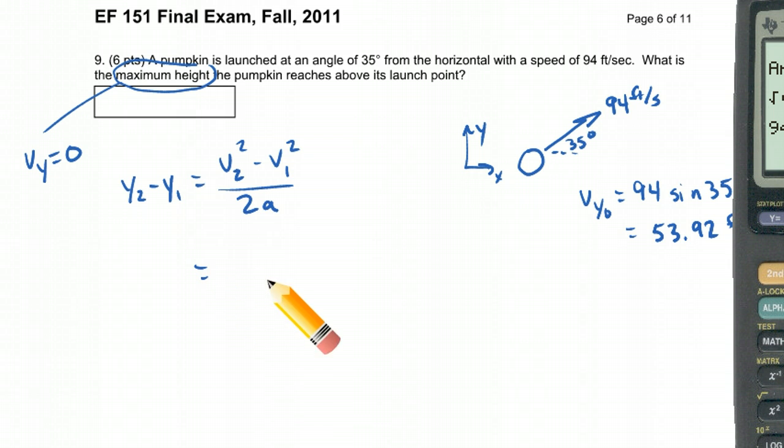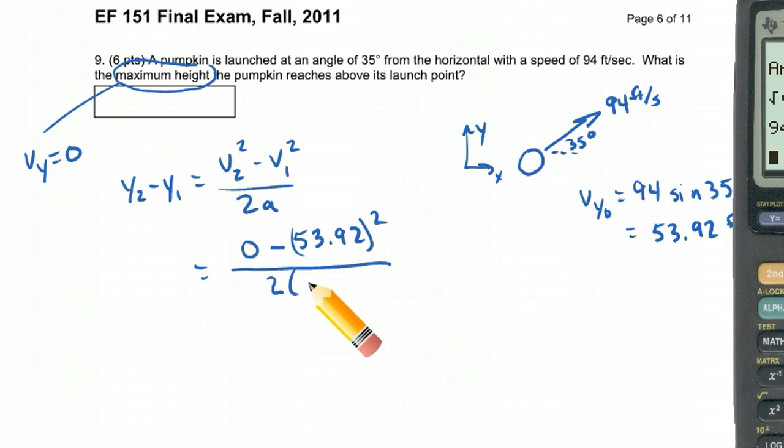Okay, plugging in some numbers, our final velocity was 0 at the maximum height, our initial velocity 53.92. That's going to be squared, and twice the acceleration. We're working in feet per second, so we're going to use a minus 32.2.